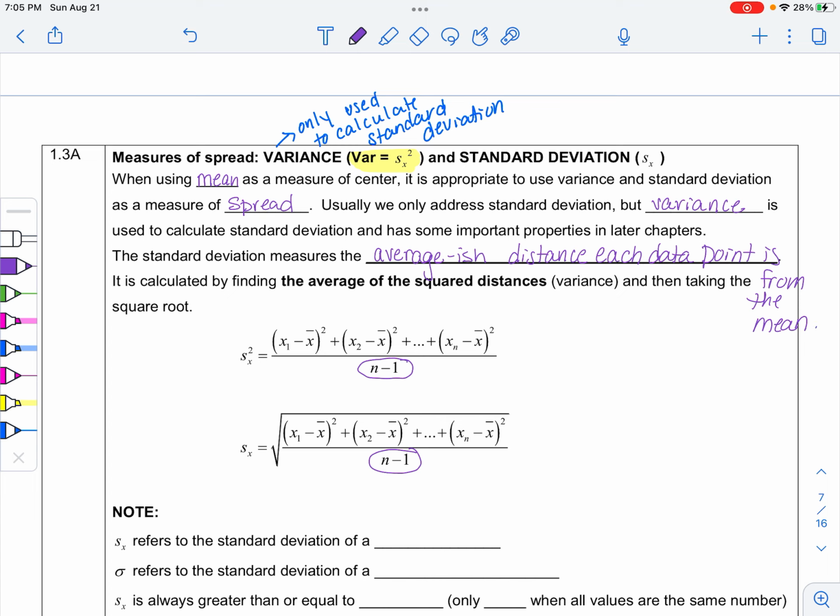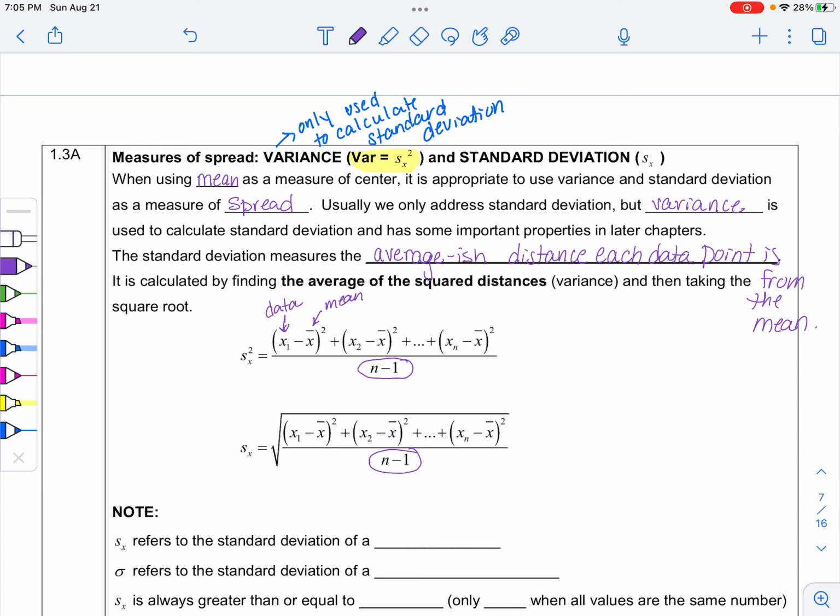We find that standard deviation by taking the square root of the variance. So variance is standard deviation squared. Okay, so what we can see is what's going on mathematically. This is not a formula that you have to memorize. This is on the formula sheet, but what this x sub 1 is, this is your data point, and you're going to subtract the mean. You're going to square that number.